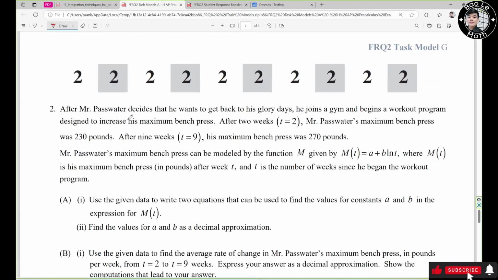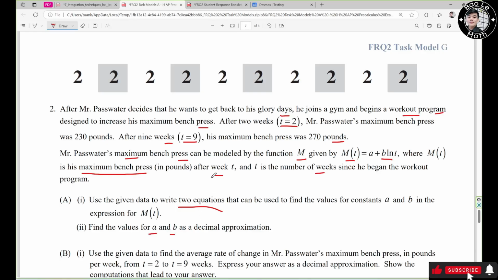Question G. After Mr. Passwater decides that he wants to get back to his glory days, he joins a gym and begins a workout program designed to increase his maximum bench press. After 2 weeks, which means t equals 2, Mr. Passwater's maximum bench press was 230 pounds. After 9 weeks, t equals 9, his maximum bench press was 270 pounds. Mr. Passwater's maximum bench press can be modeled by the function m, given by m of t equals a plus b natural log of t, where m of t is his maximum bench press in pounds after week t, and t is the number of weeks since he began the workout program. Now, question A, I. Use the given data to write 2 equations that can be used to find the values for constants a and b in the expression, and find the values of a and b as decimal approximations.